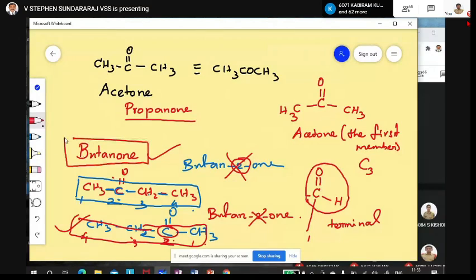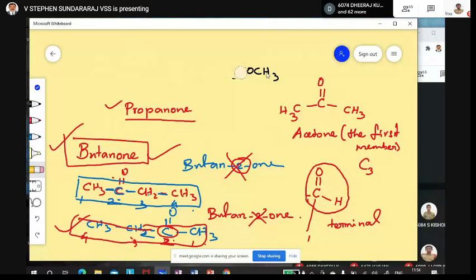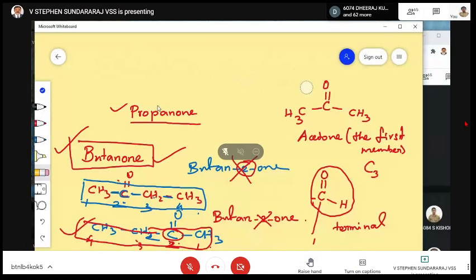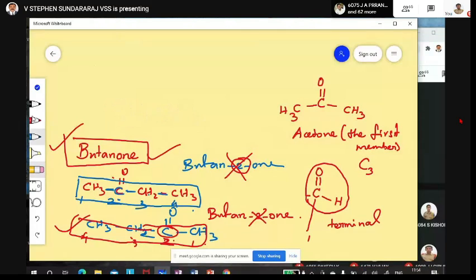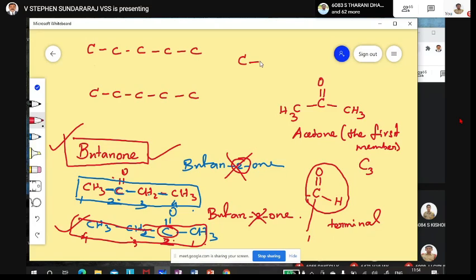Number not required. And from pentanone onwards, numbering will be required. Why is numbering required from pentanone onwards? Because in pentanone, CO can be in the second position, and CO can be in the third position also. So I'll show only pentanone, and after that you'll be able to write. Now take pentanone, with carbons 1, 2, 3, 4, 5. One more I am writing, 1, 2, 3, 4, 5.